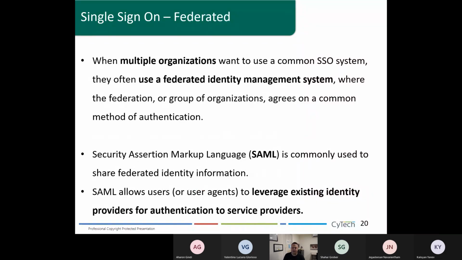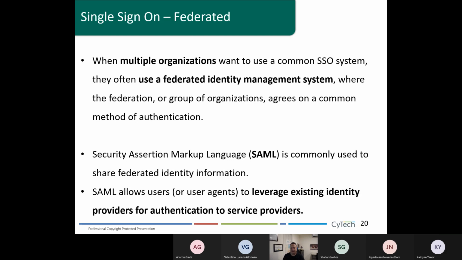From that point onward, a lot of other organizations started using it, and with the internet everywhere, we started using federated single sign-on. So I log into Facebook and now I can use my identity elsewhere simply because it's trusted. We trust Facebook, we trust Google, we trust the identity managed there, and we want to utilize that in different websites. For federated identity management, we use SAML, the Security Assertion Markup Language, and this one is used to leverage existing identity for authentication to service providers.